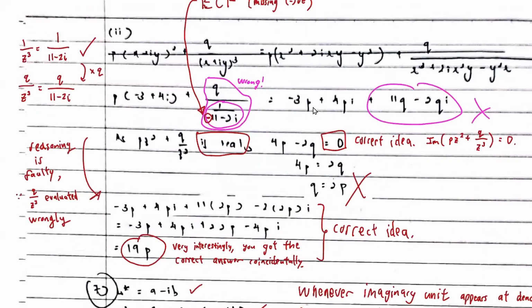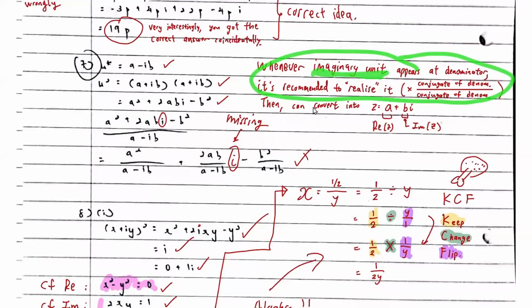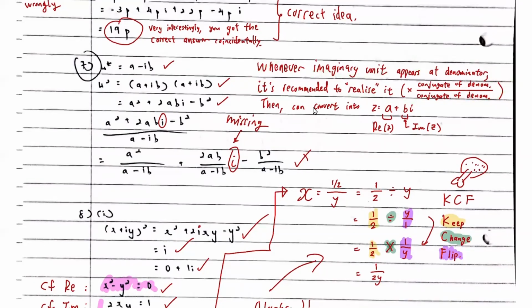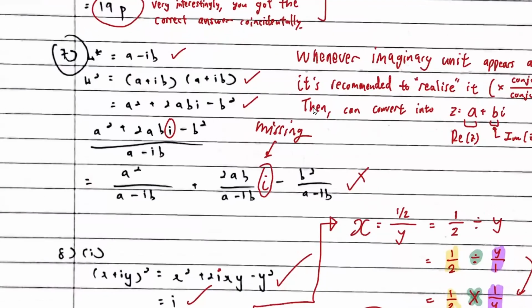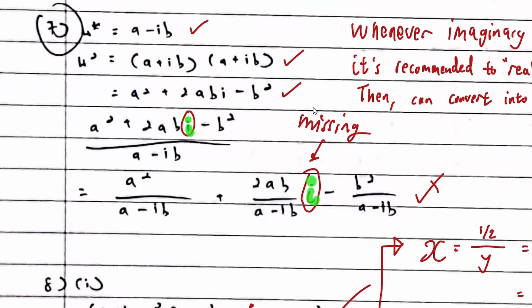This one just reminder again. You need to realize the denominator. Whenever you got imaginary unit appearing at the denominator, you need to realize it. So multiply top and bottom by the conjugate of the denominator. Okay, so let's see. Few mistakes over here. Careless mistake number 1. There's an i here. There's no i here. Can you see or not? You forgot an i.